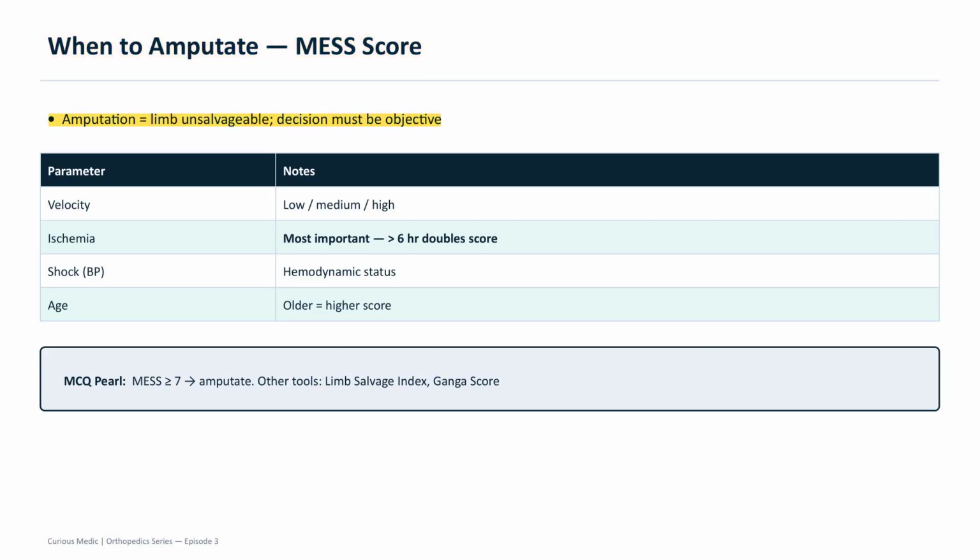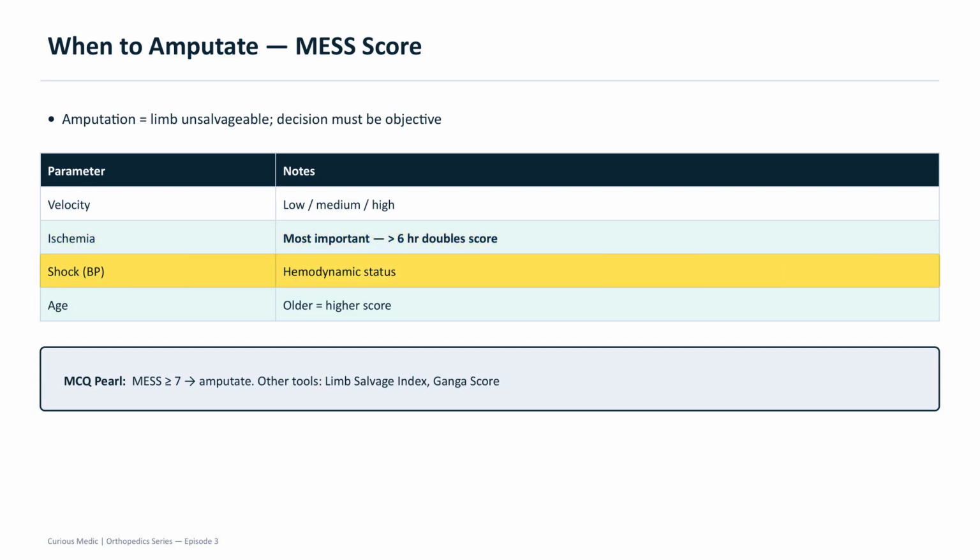The primary one is the MES score, the Mangled Extremity Severity Score. The MES score looks at 4 parameters. The velocity of injury, whether it was low, medium, or high energy. The ischemia of the limb. This is the most important parameter, and critically, if the ischemia time exceeds 6 hours, the score is automatically doubled.